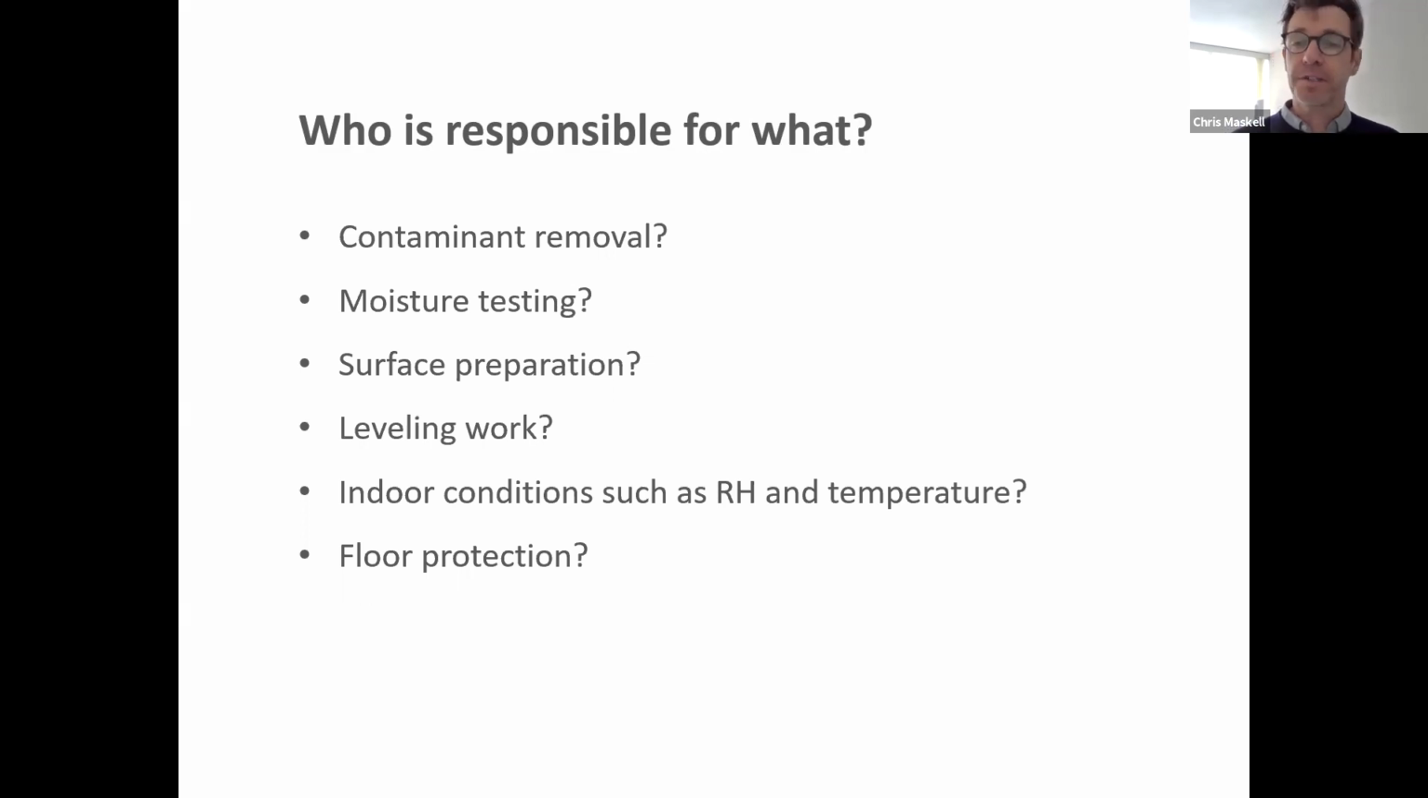The general contractor, for example, is supposed to remove contaminants from the surface. Contaminants contain all sorts of nasty stuff like asbestos. This is not in the scope of work for the floor covering installer. Moisture testing, who is supposed to take it? What does it mean? Surface preparation, we'll look at in detail. Leveling work, indoor conditions such as relative humidity and temperature, hugely important.